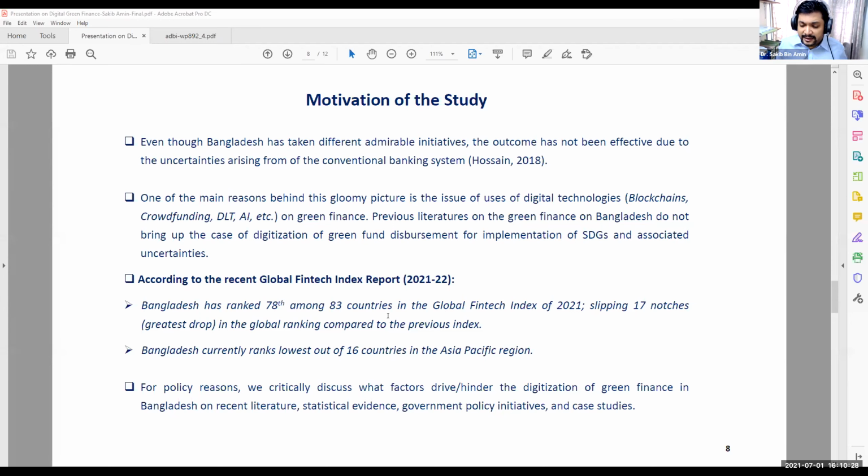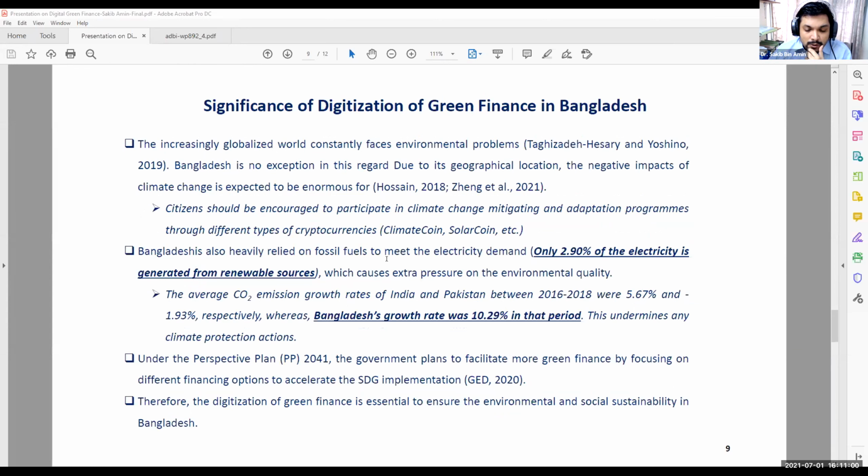However, we all know that digital green finance has the potential to break through the existing financial barriers surrounding the renewable energy market. And we have seen a very gloomy picture. The recent global fintech index reported that Bangladesh ranked 78 among 83 countries. And unfortunately, Bangladesh currently ranks lowest out of 16 countries in the Asia Pacific region. So how can we overcome this situation? How do we popularize the concept of digital green finance in Bangladesh?